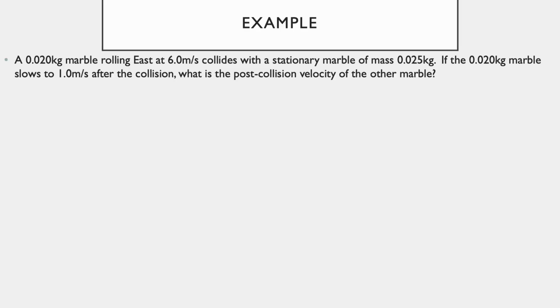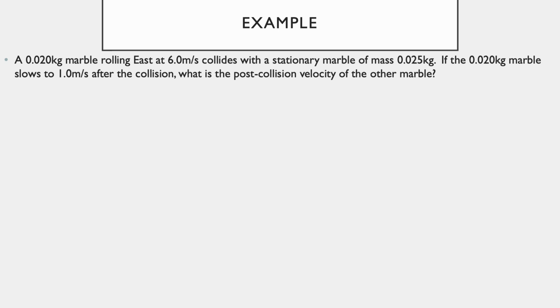So first example, we have a 0.020 kilogram marble rolling east at 6 meters per second, which collides with a stationary marble that has a mass of 0.025 kilograms. If after the collision, the 0.02 kilogram marble slows to 1 meter per second, we want to know what the velocity of the other marble is after the collision.